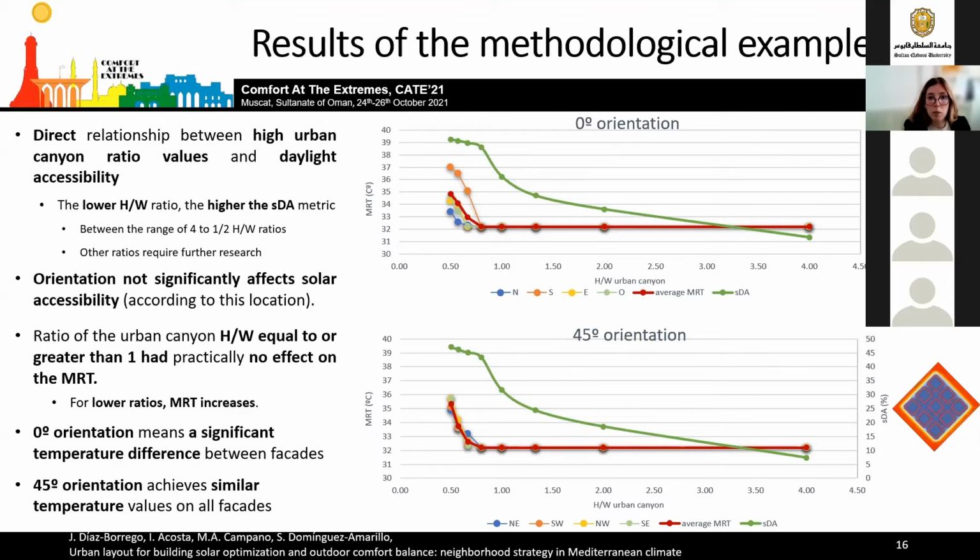Likewise, the proportion of the urban canyon equal to or greater than 1 had practically no effect on the MRT. However, for lower ratios, MRT increases. Orientation also had no significant effect on the outer average MRT. However, if we analyze the detailed behavior of each orientation, we observe a significant temperature difference between each orientation and the north-south or zero-degree orientation. Nevertheless, in the 45-degree orientation, we achieved similar temperature values on all facades.